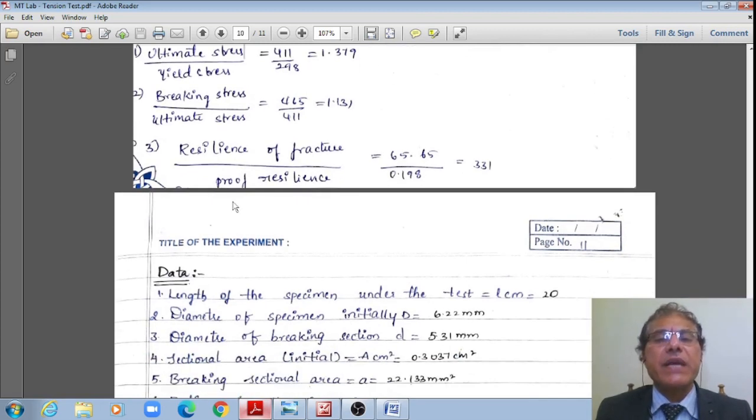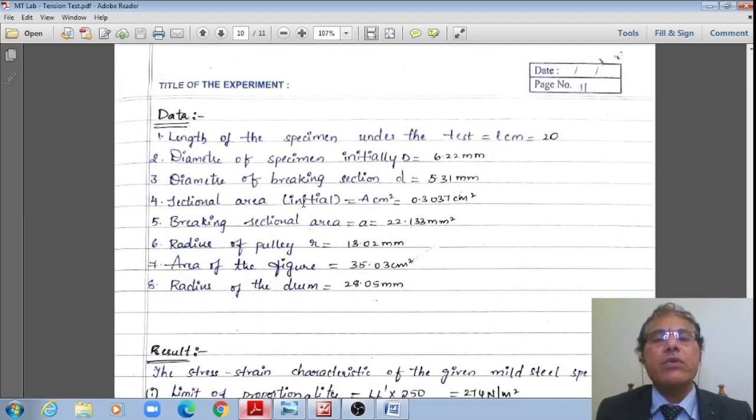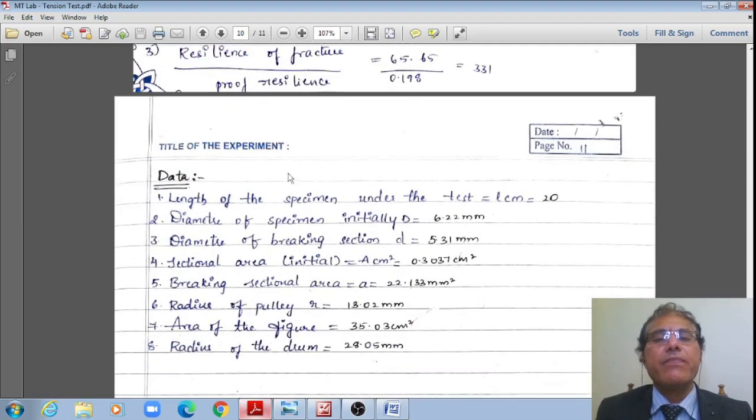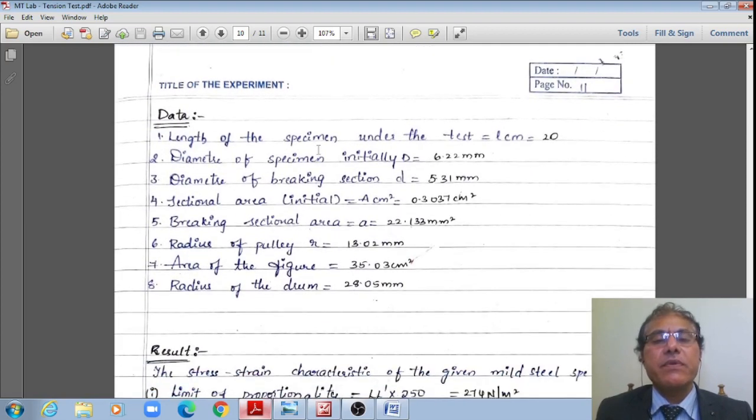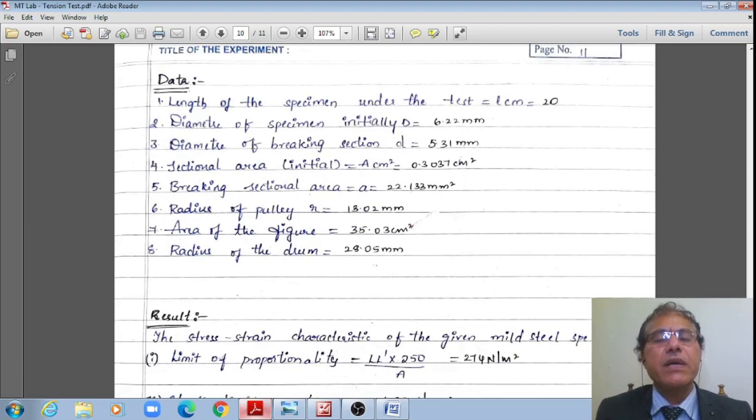And the resilience at fracture to proof resilience is equal to 65.65 divided by 0.198, which is 331. Means the strain energy stored at fracture is almost 331 times the proof resilience, almost 331% more compared to that of the strain energy stored at elastic limit, right? That is a large value. That much of reserve strength will be there, student, right? Till failure, right? That is an indication of the reserve strength.